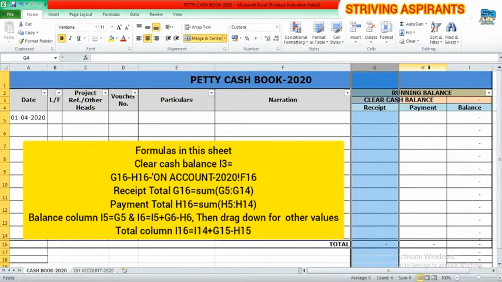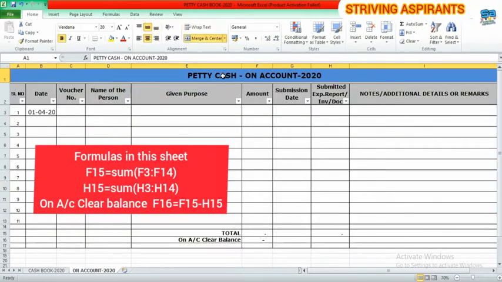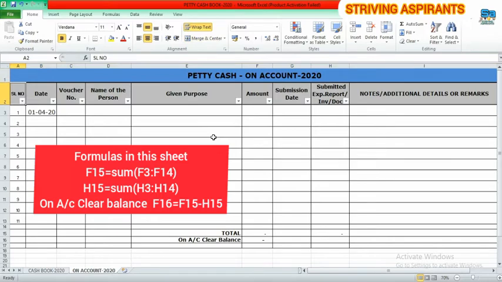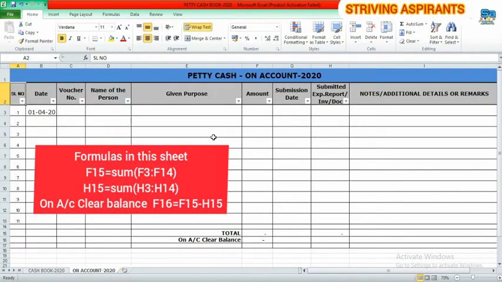The second tab is On Account 2020. This is to enter all the payments we are doing in the company. We have to give the serial number, date, voucher number, name of the person to whom we are giving the cash, the purpose of giving that amount, then the amount column.